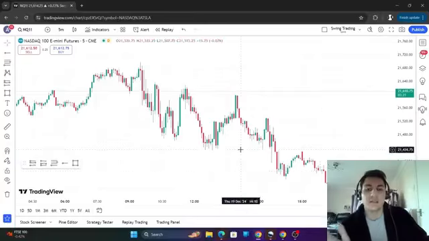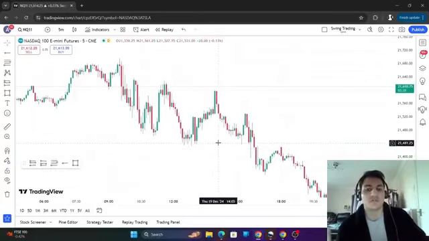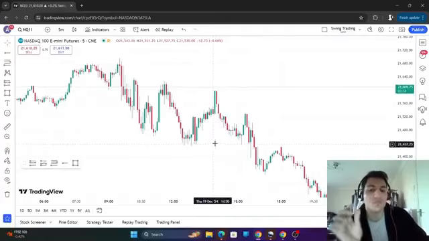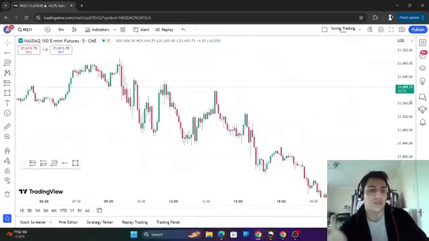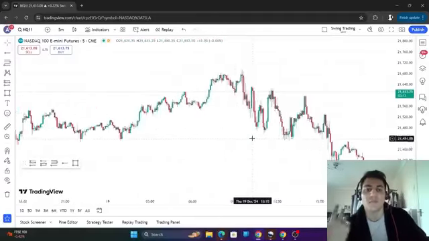Now, you might think, is it that easy? Can I just use this entry pattern? To an extent, yes. But you need to have liquidity. Now, what is liquidity? Liquidity, like I said, is key highs and key lows, and usually on the higher time frames.